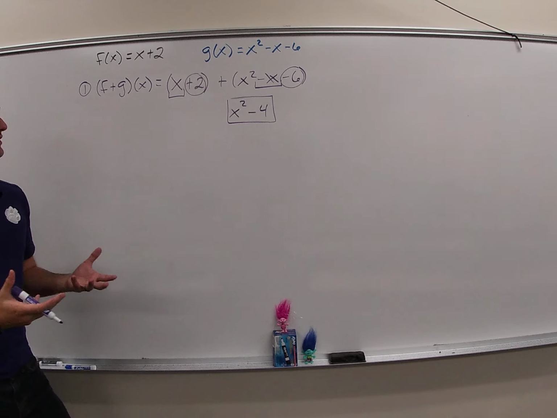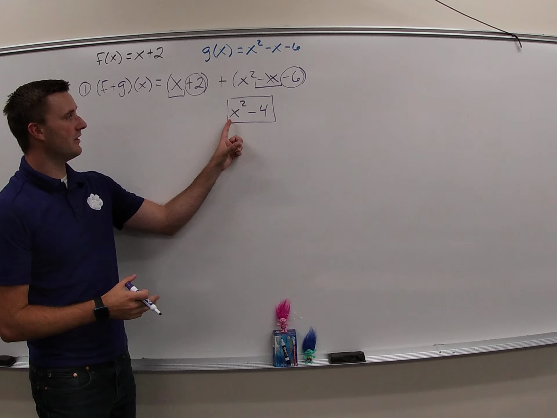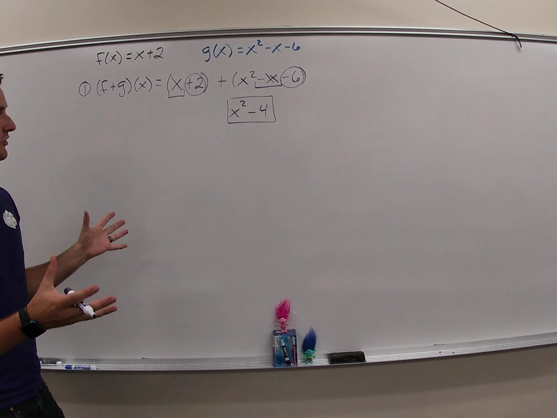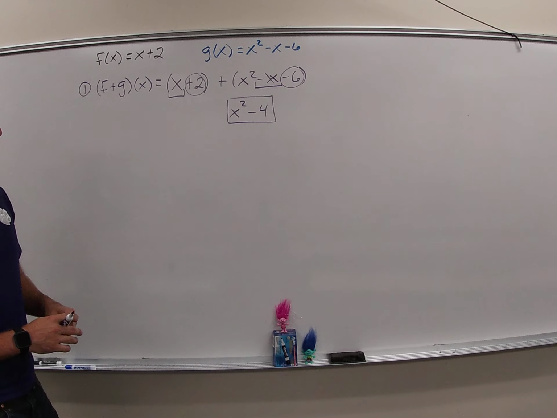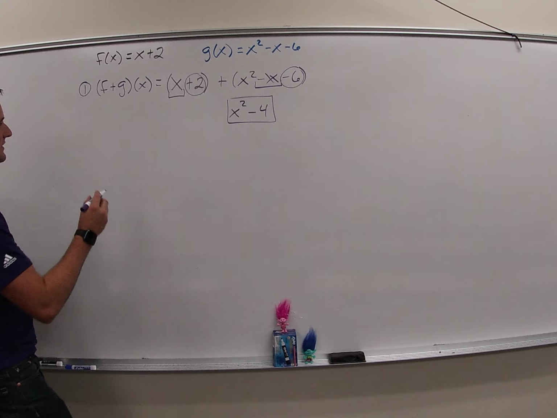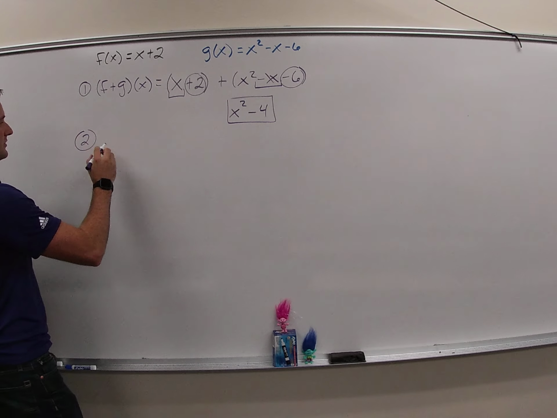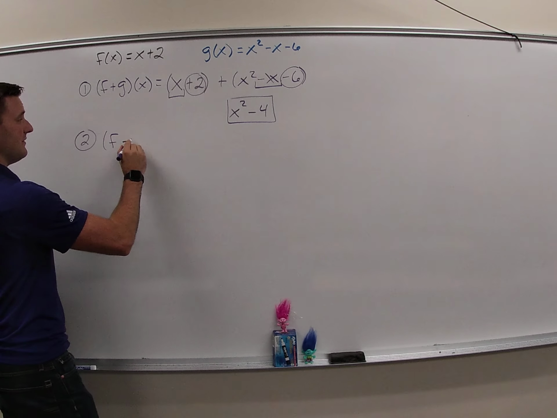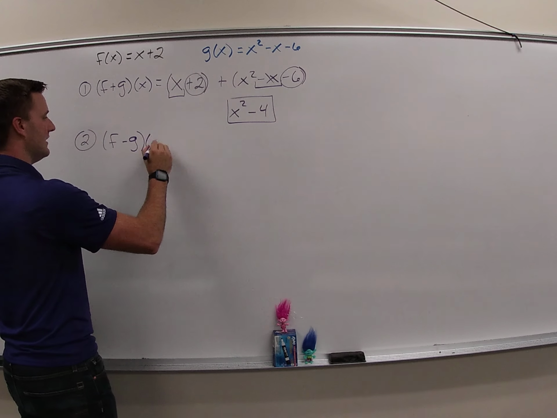So f plus g of x equals x squared minus 4. So we're combining like terms and simplifying down as much as we can go. In the same way, we're going to subtract. So let's go ahead and see what we get when we have f minus g of x.